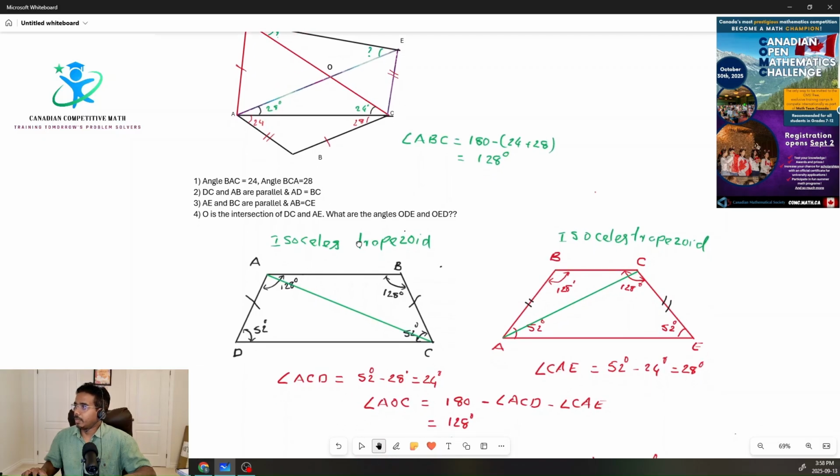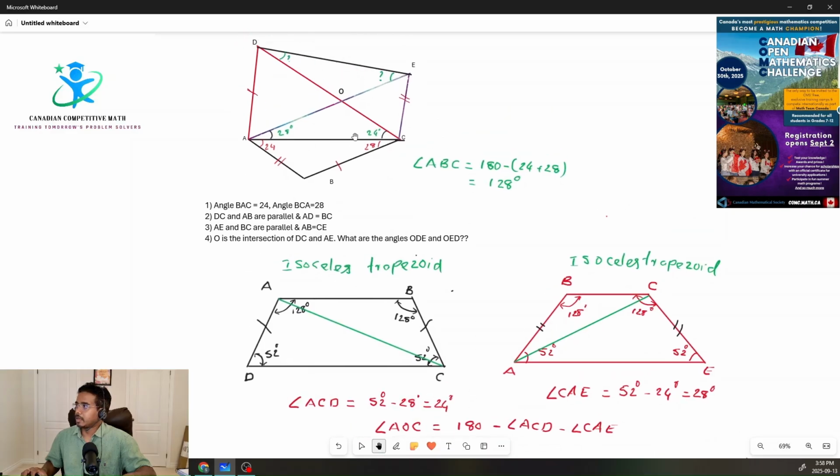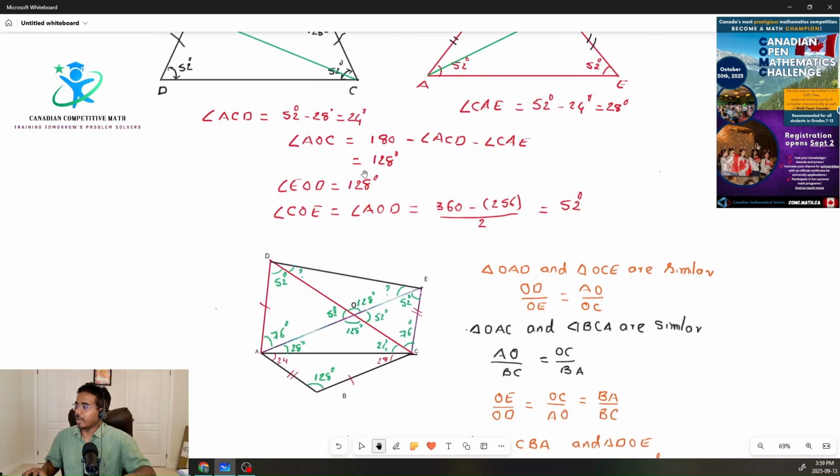Now, in the triangle OAC, we have 28, 24. So this angle AOC will be equal to 180 minus (28 plus 24), which will be equal to 128 degrees. Since AE and DC intersect at O, we have angle AOC as 128, angle EOD will also be 128. We can also derive that angle ODA is 52 and angle EOC is 52. So we derived a lot of angles till now.